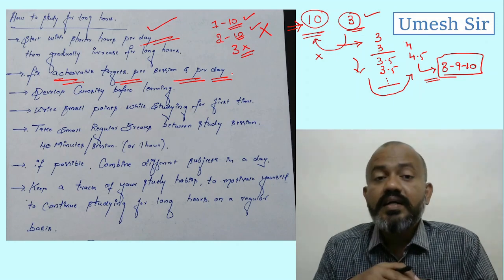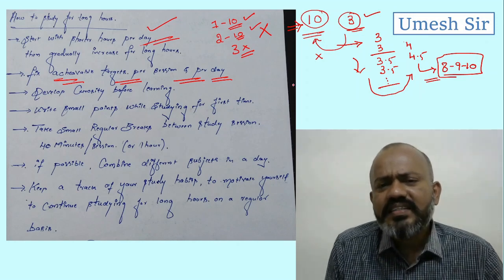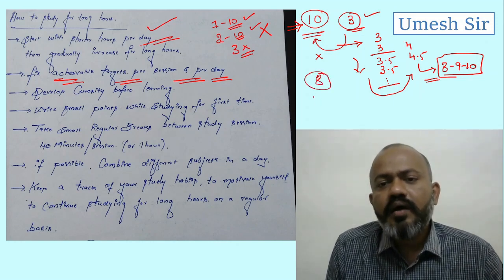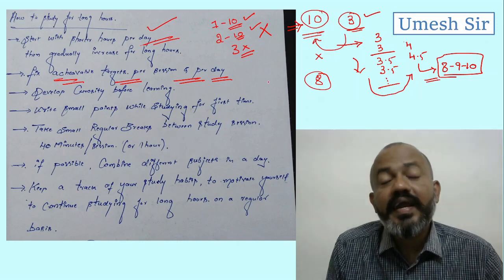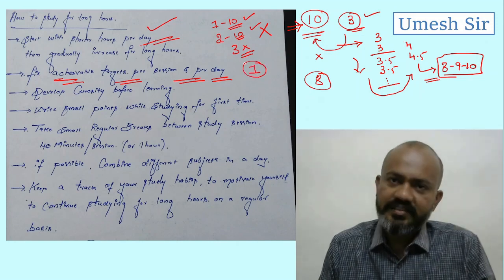See, I'll explain this one. Achievable target means you have to actually fix an achievable target. Let's say you are studying for 8 hours per day, and you have divided these 8 hours into 8 sessions. One session, let us say, is 1 hour.